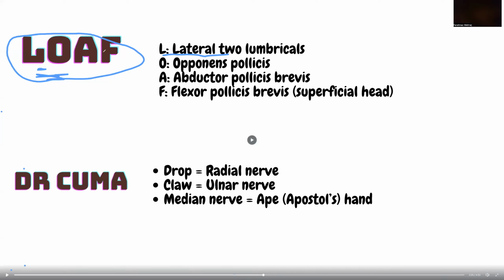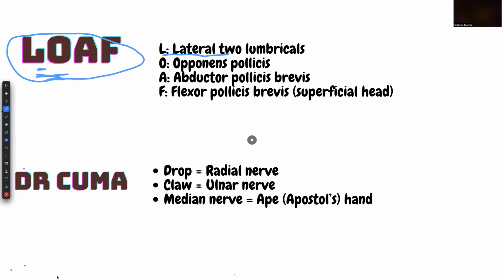lateral two lumbricals, then the O is the opponens pollicis, and the A is the abductor pollicis brevis, and F is the flexor pollicis brevis. So lateral two lumbricals, opponens pollicis, abductor pollicis brevis, and the flexor pollicis brevis. So these are the muscles that the median nerve supplies. There are some of them; they're not all.